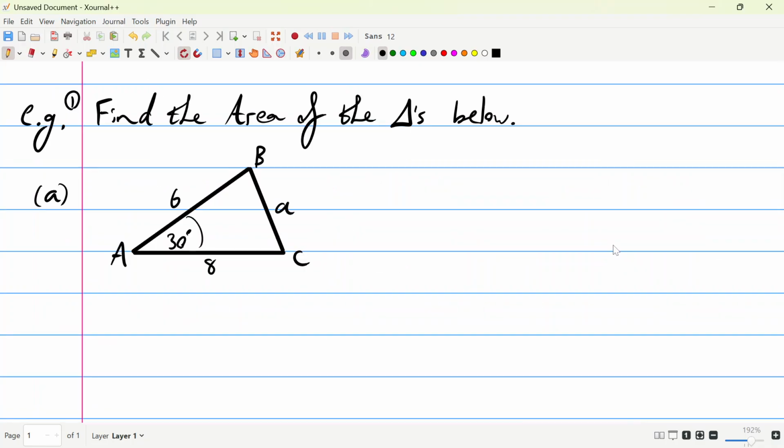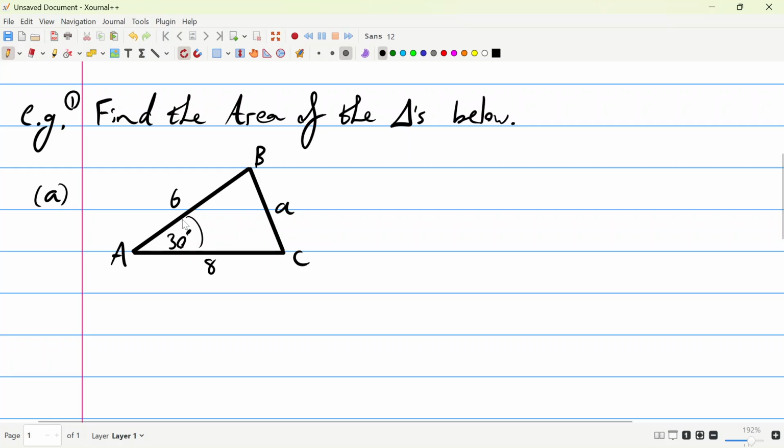For this one, it says here, example 1, find the area of the triangles below. So this is the first one, it's number A. We give it a triangle ABC, and the angle at A is going to be 30 degrees, and the sides between it are going to be 6 and 8. And then the opposite side is A. But remember, we need to find the area of the triangle, so we want to use the area rule in this case.